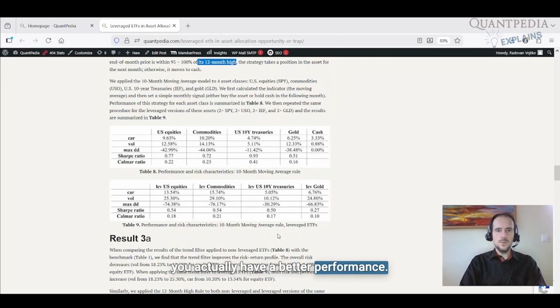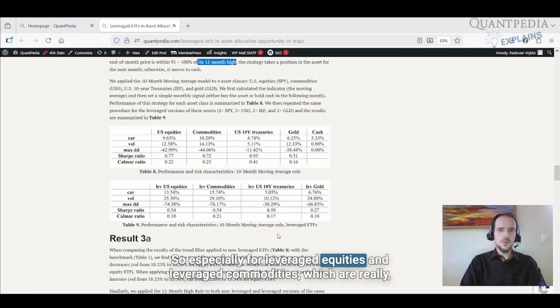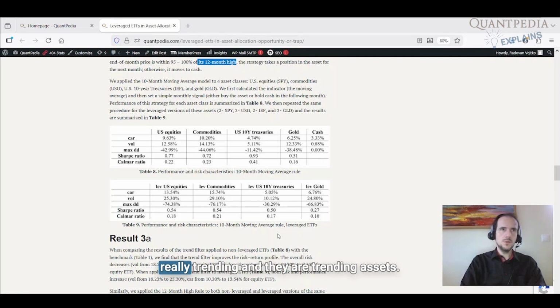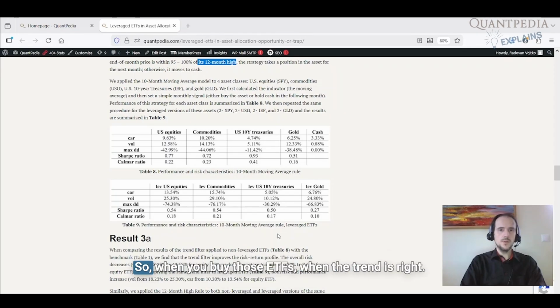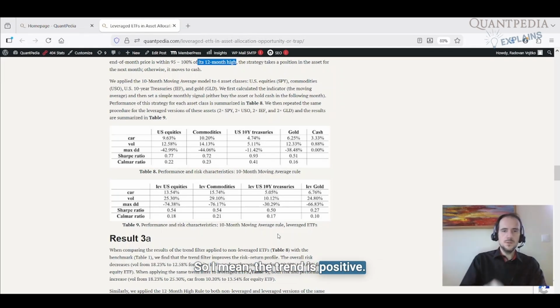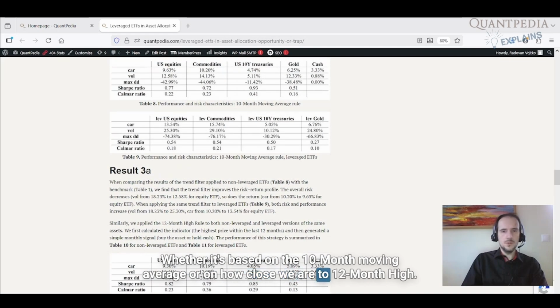What we can see, firstly, is that when you are using the leveraged ETFs with the active model, you actually have a better performance. You pay in terms of risk, but not in the same way as holding the leveraged ETFs passively. So especially for leveraged equities and leveraged commodities, which are really trending assets, it makes sense to try to use a leveraged ETF as an investment vehicle when you do the timing. So when you buy those ETFs when the trend is right, I mean when the trend is positive, whether it's based on the 10-month moving average or how close we are to the 12-month high.